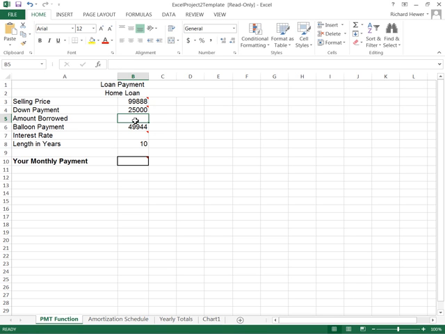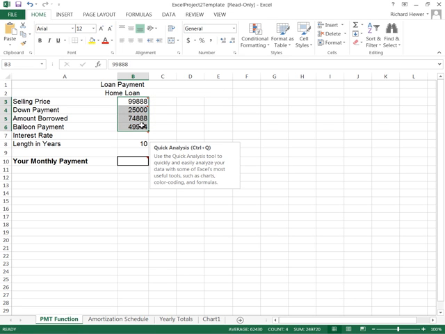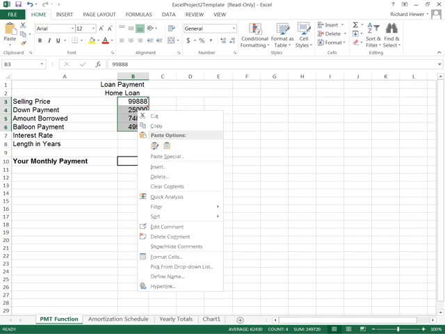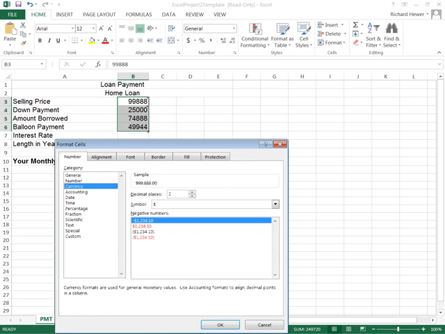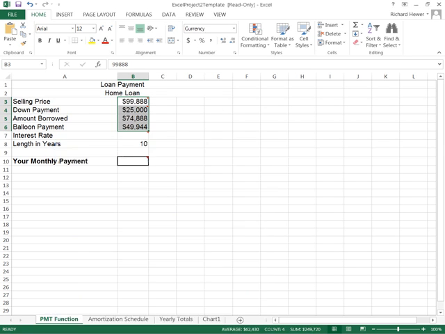Now the down payment I've said should be $25,000. The amount borrowed then would be, hit the equal sign, this amount, minus sign, this amount, enter. So this is the amount. Now there's one problem with these four things. These four things should be looking like currency. Currently they're not. So I highlight the four, right click, format cells, and then go currency, and I'm going to do 0 decimal points since I didn't make it an odd number. Now we've got this in here.